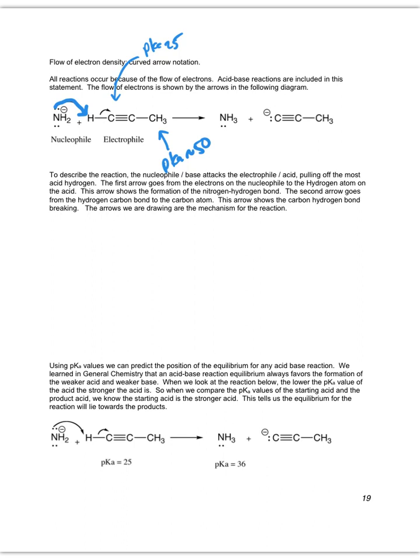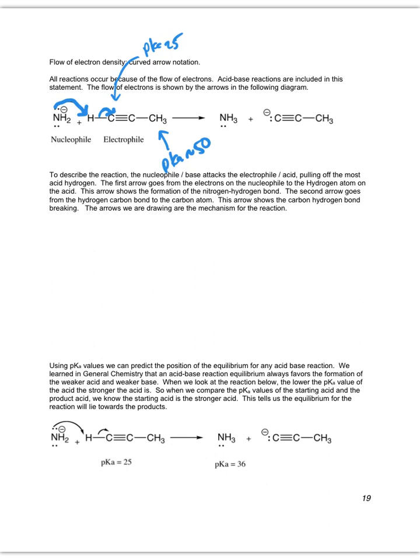Now in this, we have to show the arrow for the nitrogen grabbing the hydrogen, and then the arrow for the hydrogen-carbon bond breaking with the electrons going to the carbon. We have to show both of those arrows in that mechanism. We can't leave any of that out.